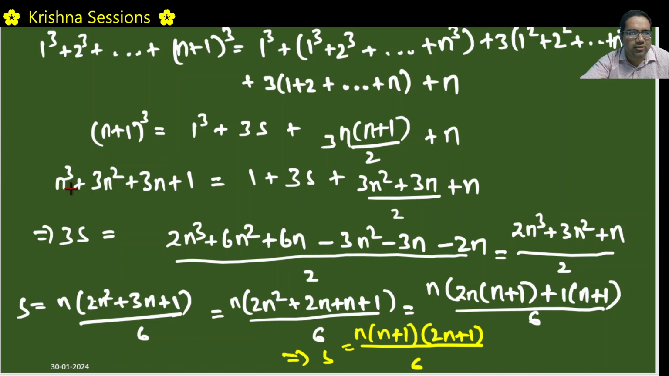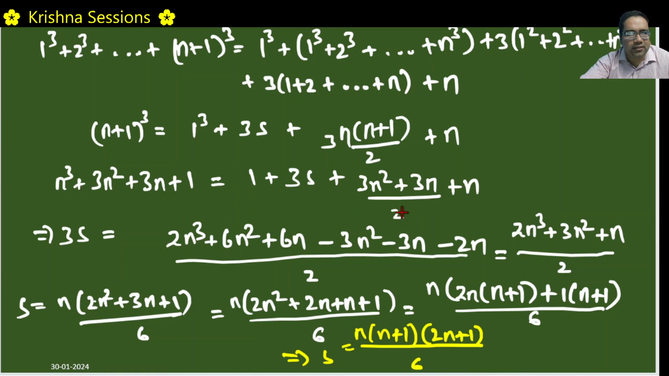A plus b whole cube, which is a cube plus 3a square b plus 3ab square plus b cube. So n plus 1 cube is equal to 1 cube plus 3 into the sum of squares of first n natural numbers, 3 into s, plus 3n square plus 3 into n plus 1, 3n square plus 3n, plus n. Let us just expand this a bit. Let us try to extract s from this. 3s is equal to this entire thing minus 1. So this 1 and this 1 anyway get cancelled. This entire thing minus this entire part.